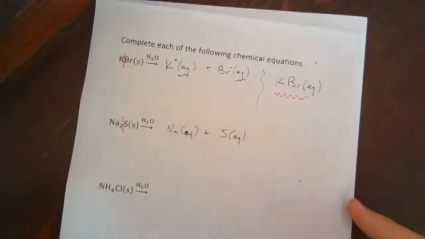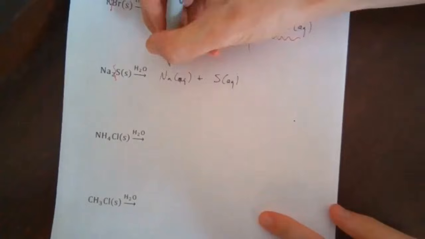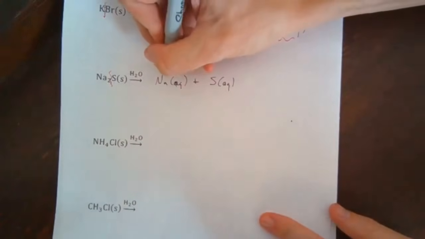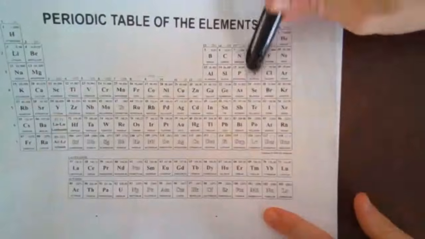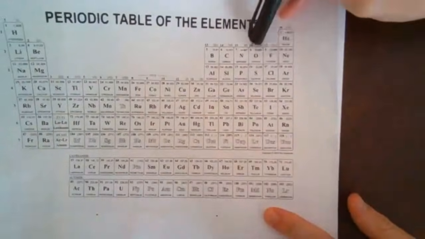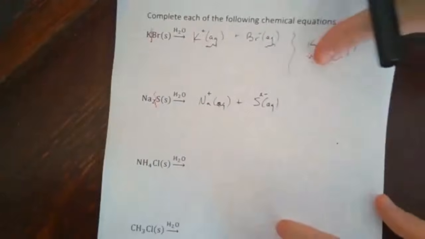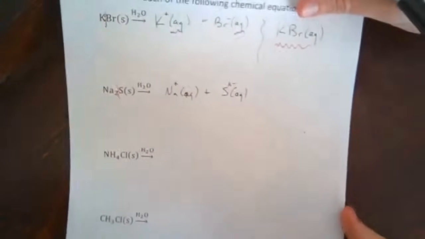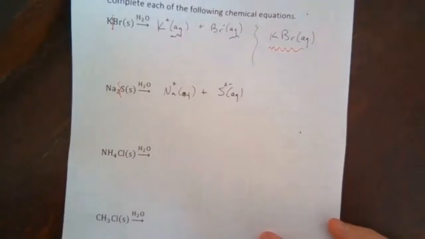And so we need to get our charges. We said Na is in group 1A. It's right above potassium, so it is also plus 1. Sulfur is right below oxygen, so this was -1, -2, in group 6A. So sodium is a +1 cation, sulfide is a -2 anion. And so we've got our ions, we've got them dissolved, and we have their charges.